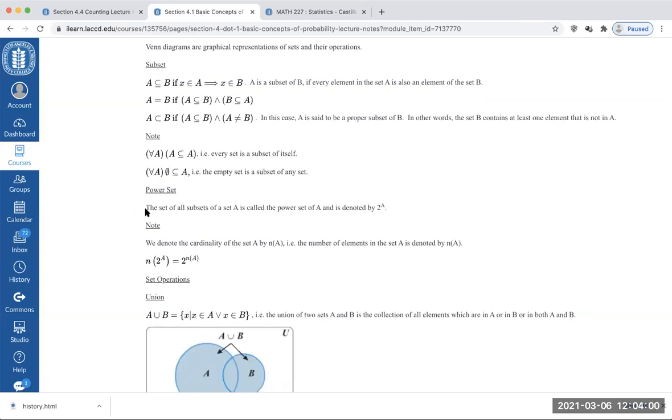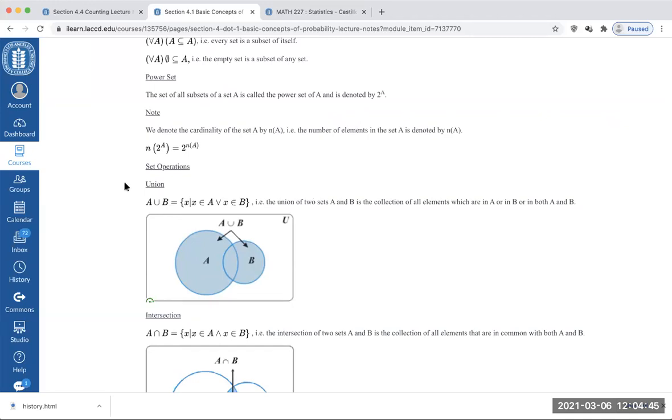The power set. The set of all subsets of a set A is called the power set of A, and it is denoted by 2 superscript A. The reason for this notation is that if we let n(A) be the cardinality of A, the number of elements in the set A, then the cardinality of 2 to the A, meaning the cardinality of the power set, is 2 to the power of the cardinality of A. So it looks like a nice formula if you use this notation for power set.